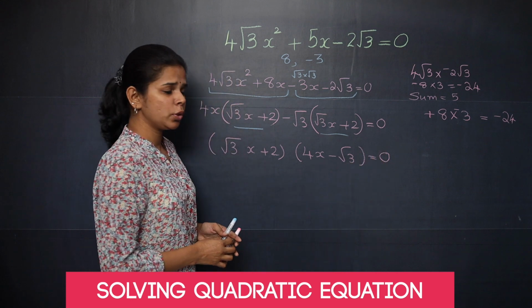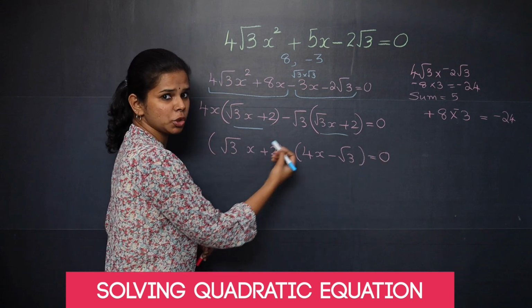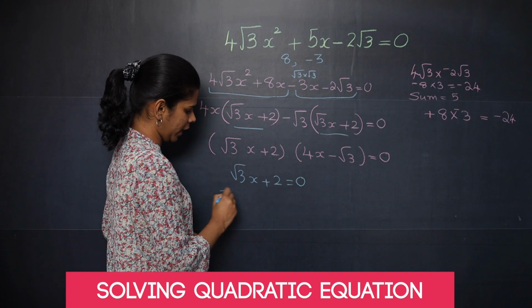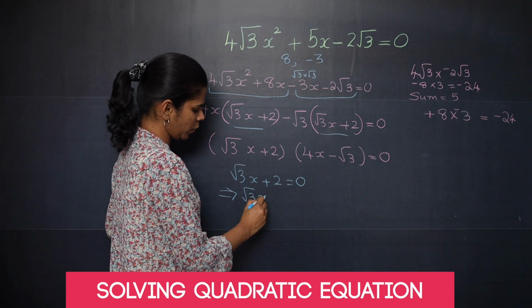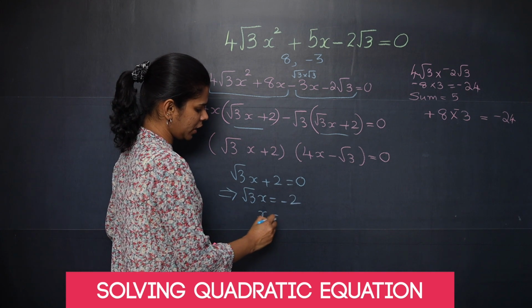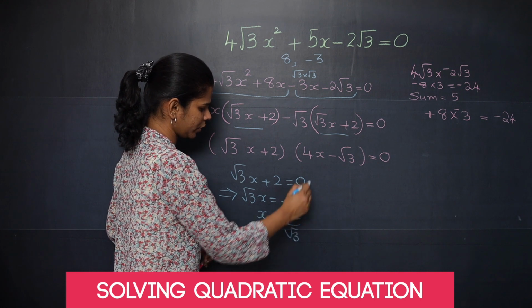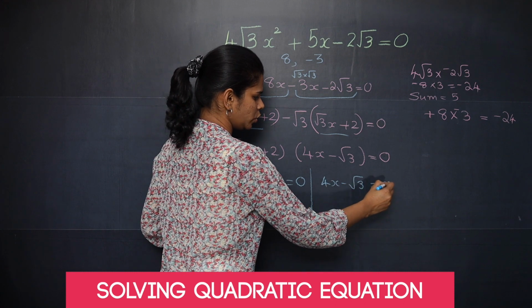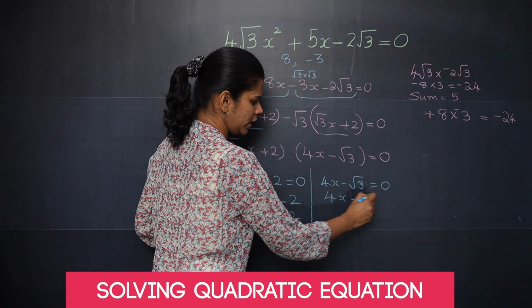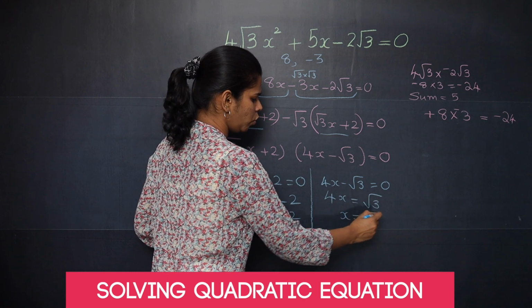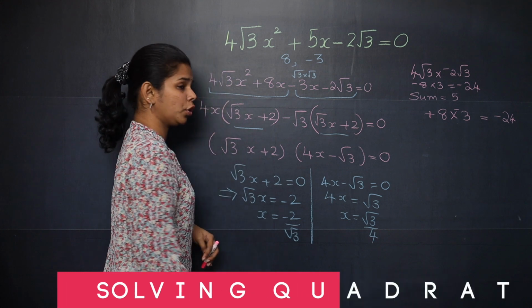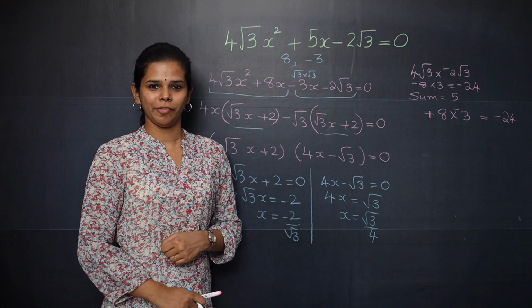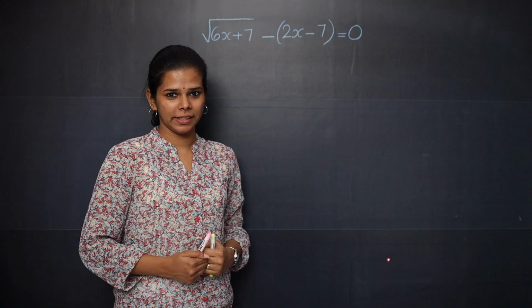To get the roots or the solutions, you will equate each to 0. So root 3x plus 2 equal to 0 implies root 3x is equal to negative 2. So x becomes negative 2 by root 3. Now 4x minus root 3 equal to 0. So in that case 4x is equal to root 3 and x is equal to root 3 by 4. So the roots are negative 2 by root 3 and positive root 3 by 4. Let's move on to the next important example.